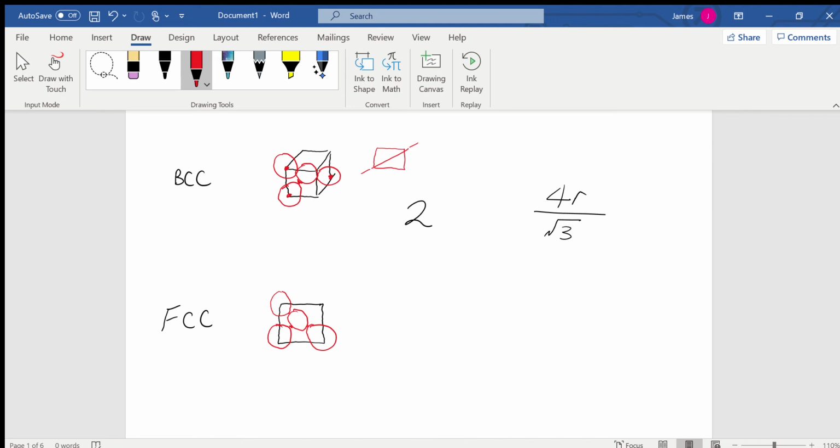Okay, so every face has a half. I've got 6 halves, which is 3, plus the 4 corners in 3 dimensions is an extra 1. So in total, I have 4 atoms per unit cell.